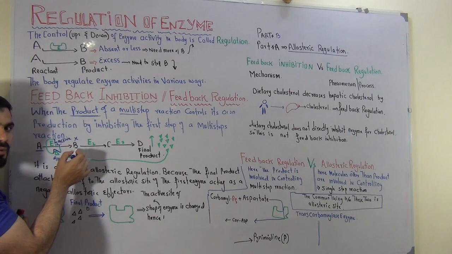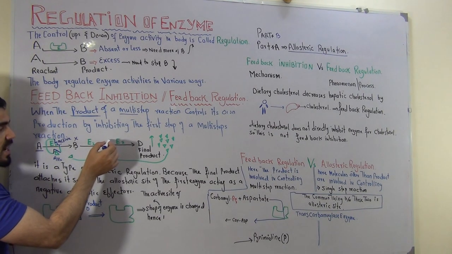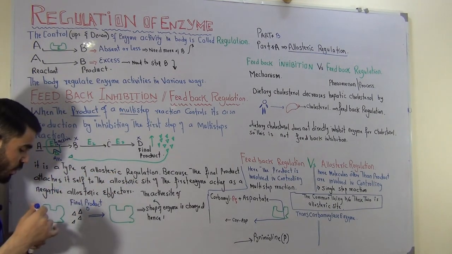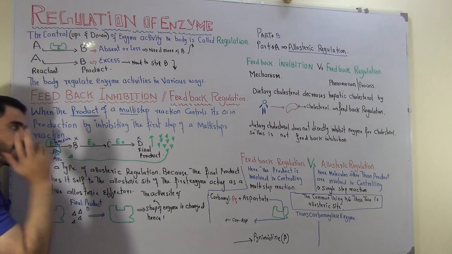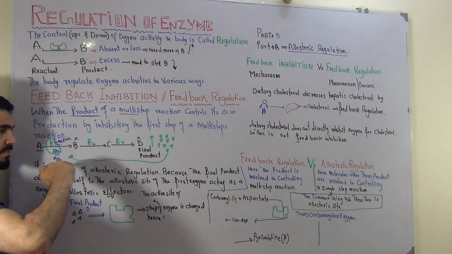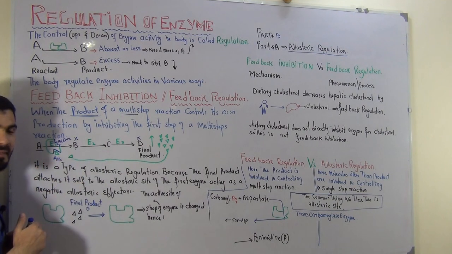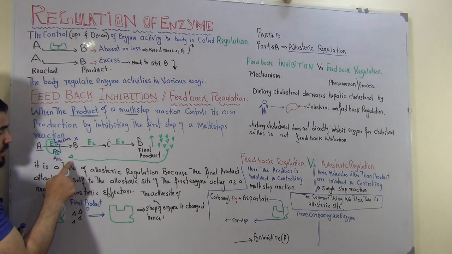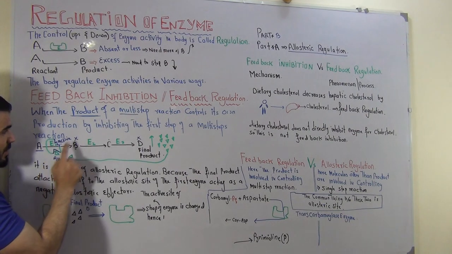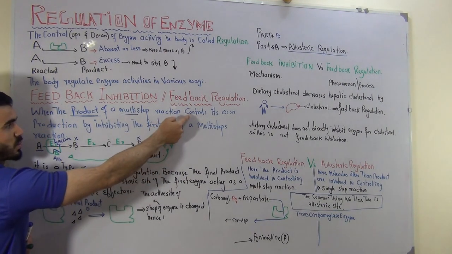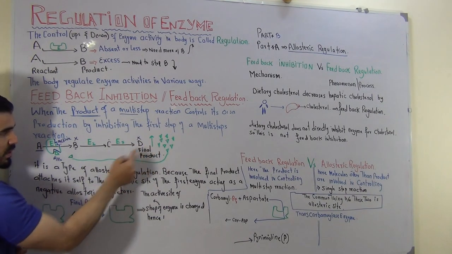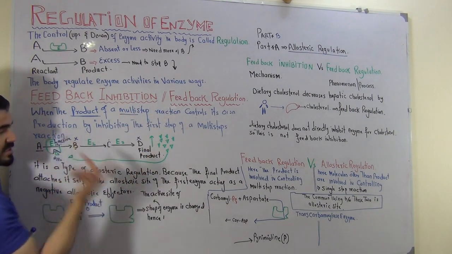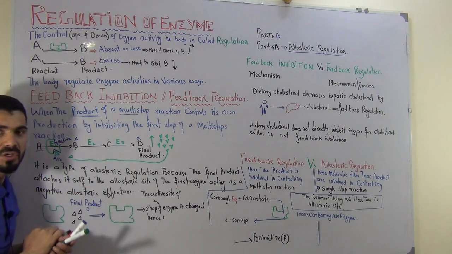When A is not converted into B, then definitely B will not convert into C and C will not convert into D. So your whole reaction will stop. This stoppage of the reaction is exactly what we call regulation. So this is, of course, enzyme regulation, because something was brought back to normal. But the mechanism here is now called feedback inhibition. Now you can see in the definition, when the product of a multi-step reaction controls its own production by inhibiting the first step. This is the first step, this is second, this is third. By inhibiting the first step of a multi-step reaction, this is how feedback inhibition works.